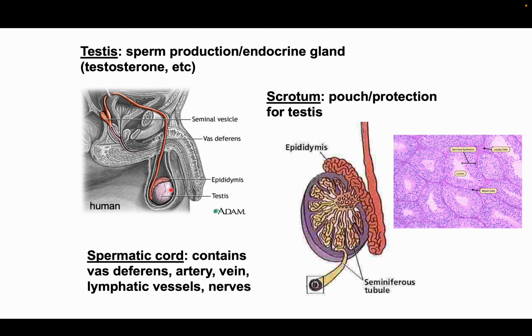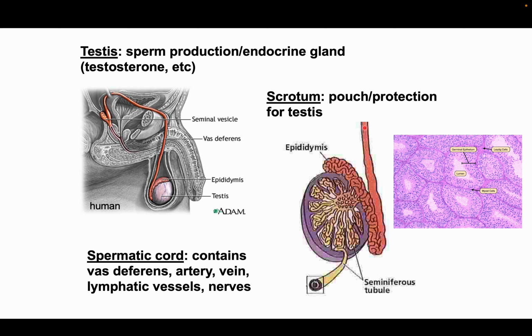So when we take a look at the testis, this is where sperm are produced. But more specifically, sperm are produced in a structure called the seminiferous tubule. If you take a cross section of the testis, you can see that each of these circular things is a seminiferous tubule, and this is where sperm are actually produced. From the seminiferous tubule, it's going to go into the epididymis, and it's going to stay there and get mature before it leaves the body via the vas deferens.